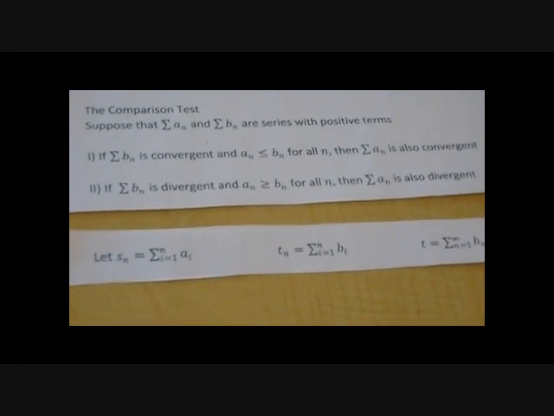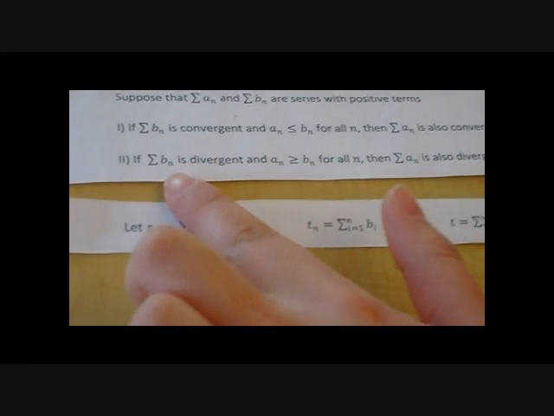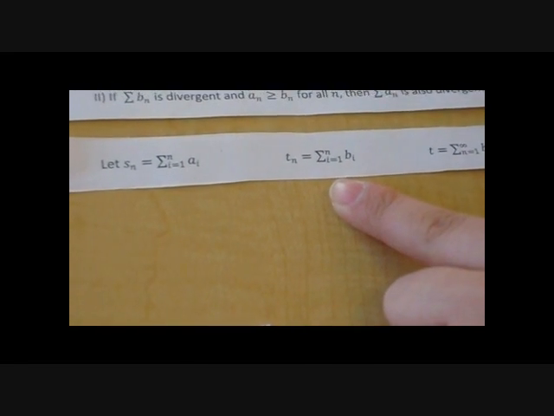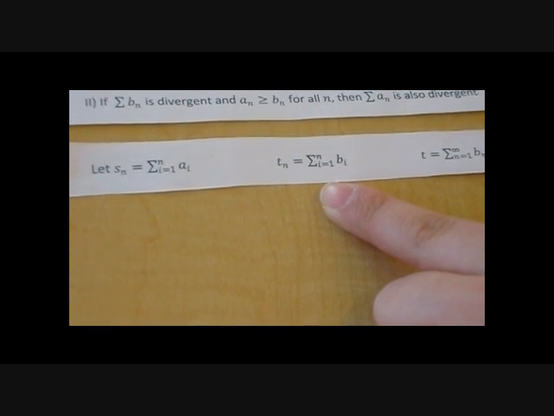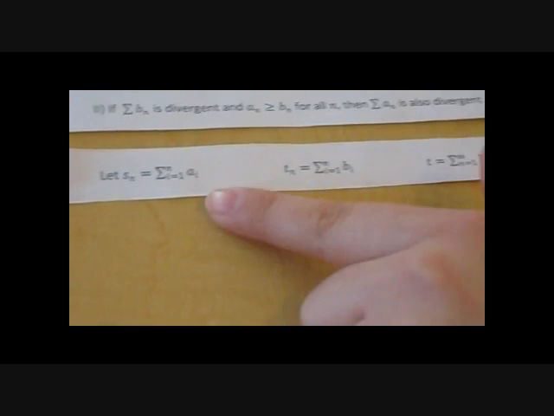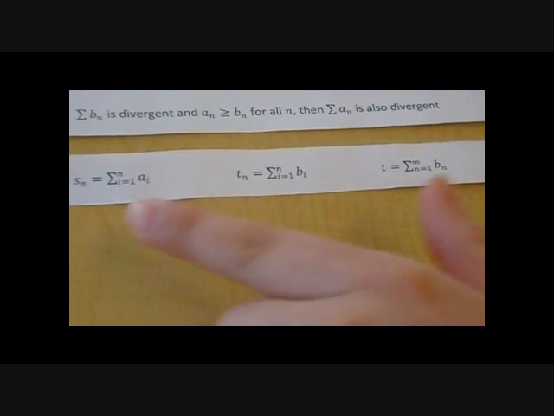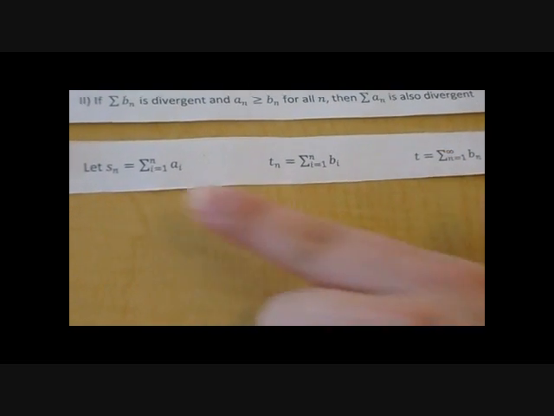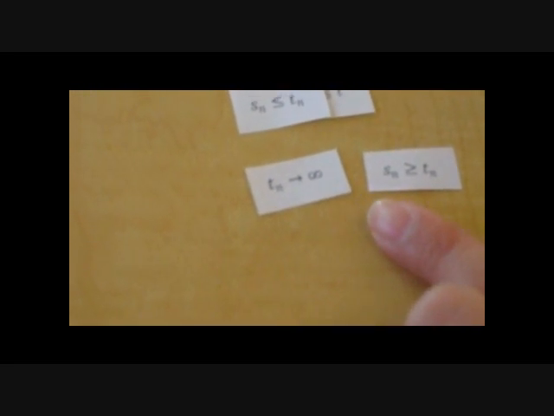Now, for the second part of the comparison test, we have to assume that the sum of bn is divergent. Therefore, Tn approaches infinity as n approaches infinity. However, ai is greater than or equal to bi, so Sn is greater than or equal to Tn. Thus, Sn approaches infinity, therefore the sum of an diverges.